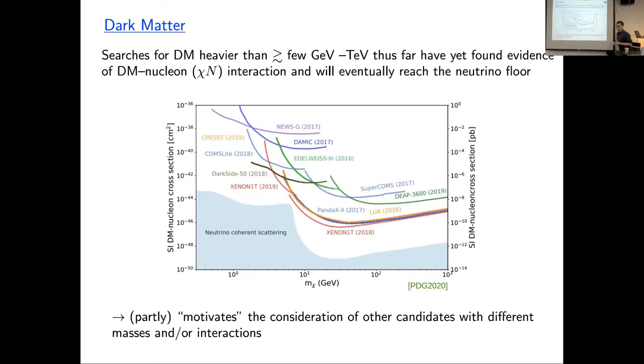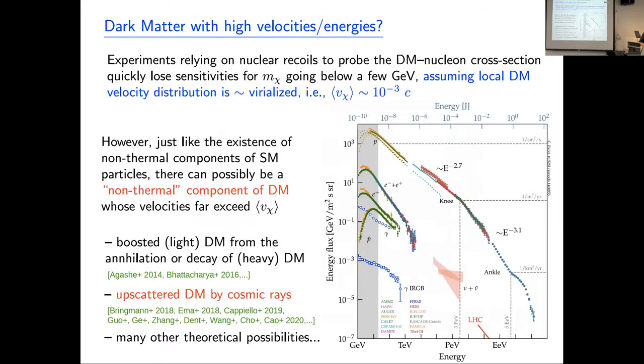Okay, so the motivation goes back to dark matter. We want to search for dark matter, however the searches for super-GeV dark matter, heavier than GeV, have so far found no results, no signals, and maybe one possibility, but we don't know yet. Anyway, this partly motivated the consideration of other candidates with different masses or interactions. And it was proposed in 2018 by Brinkman et al.